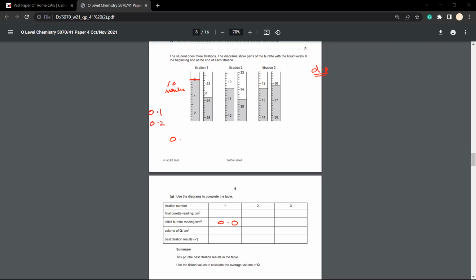Now the final reading is how much? We will be always reading upside down. So it's going to be 23 point something, 23 point. When you measure it, it's going to be 23.8. Now, let's fill in for the second and the third titration as well.